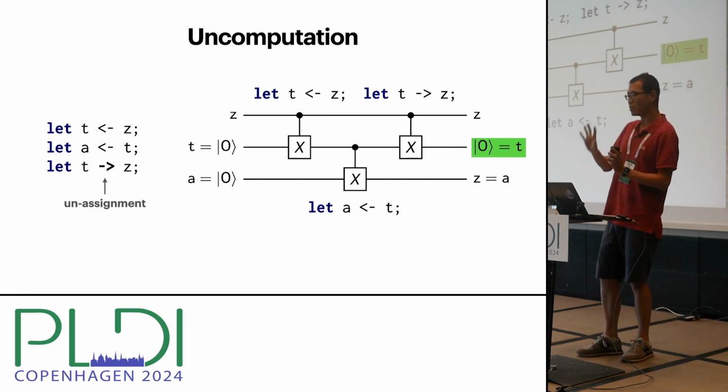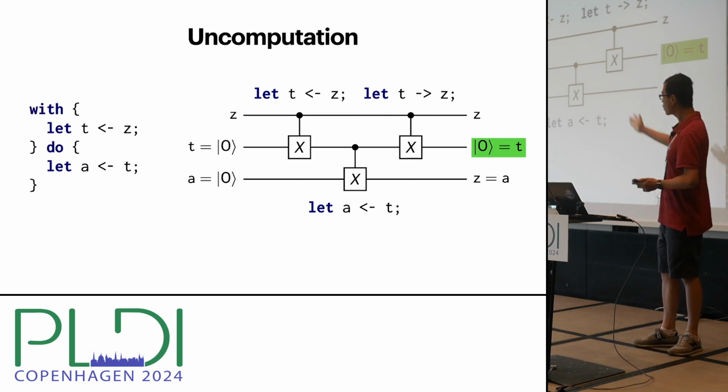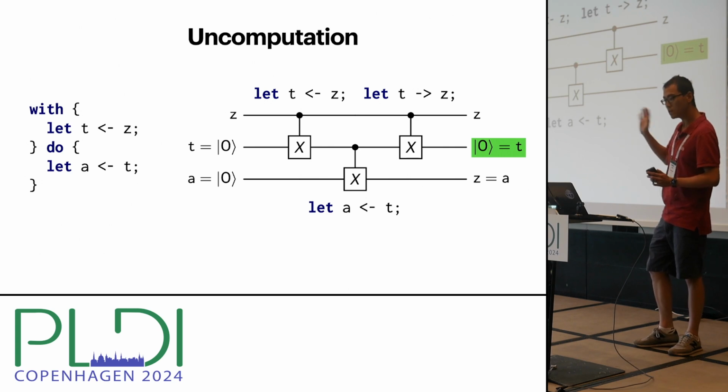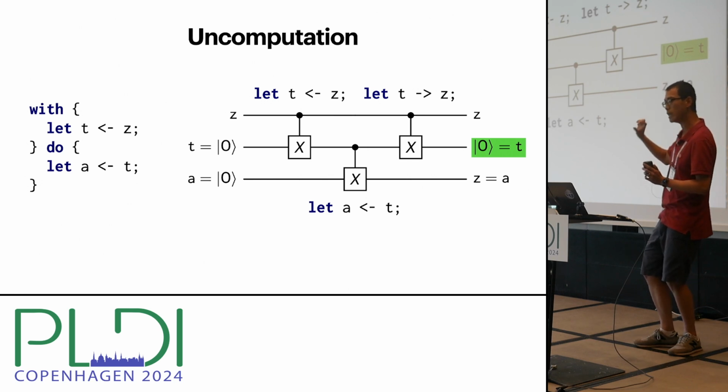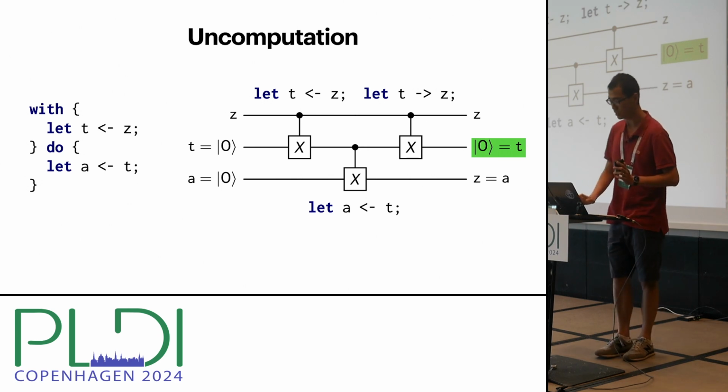Now, we don't want to have all of these arrows around, so it really helps to automate that with some structure. We're going to introduce this with do statement. And what it's going to do is it's going to execute the with block, then the do block, and then it will invert the contents of the with block to automate this whole uncomputation thing.